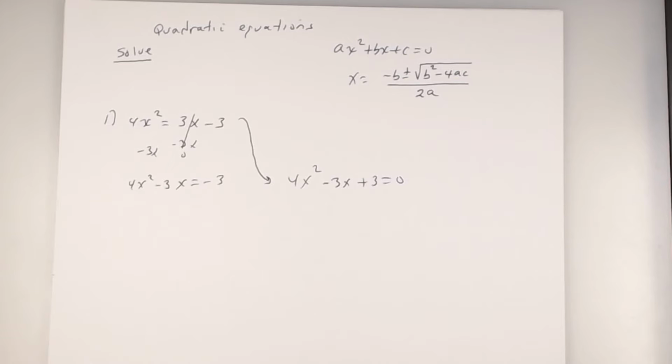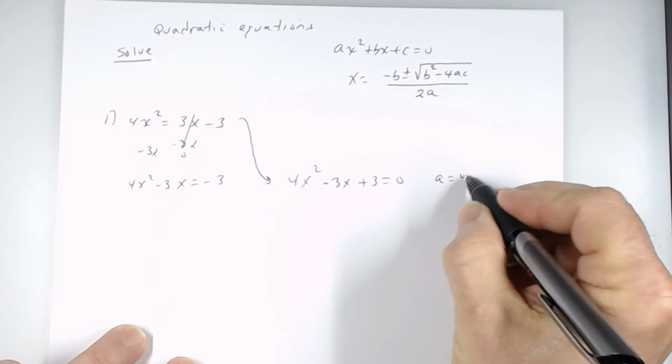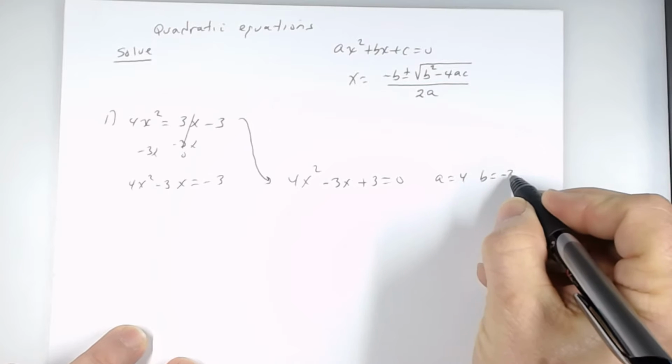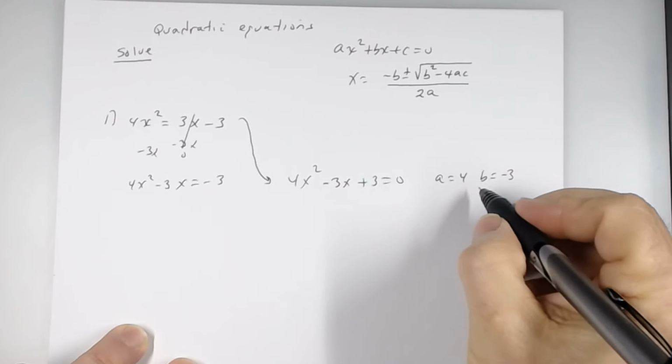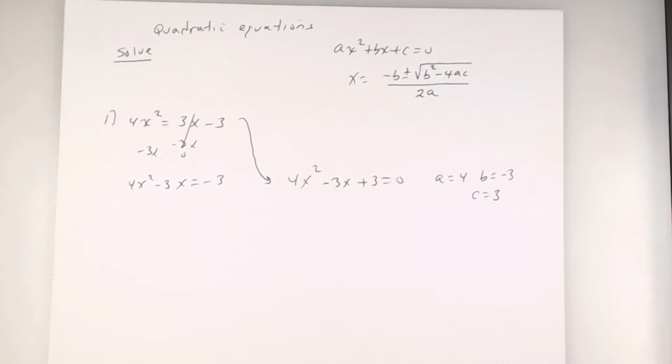Okay, now, before you substitute things into the quadratic formula, it's a good idea to determine what A, B, and C are. So what's A? 4. What's B? Negative 3. Okay, so one thing that students have issues with sometimes is the sign. You got to make sure that that's not a positive 3x, that's a negative 3x. So the coefficient of x is negative 3. And what's C? 3. So C is 3.